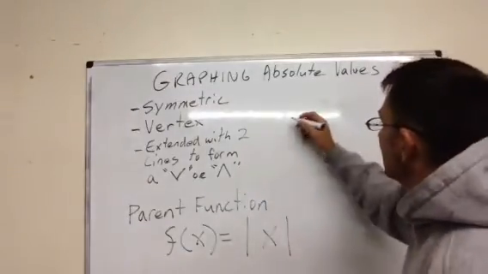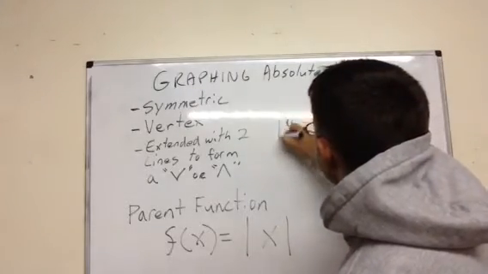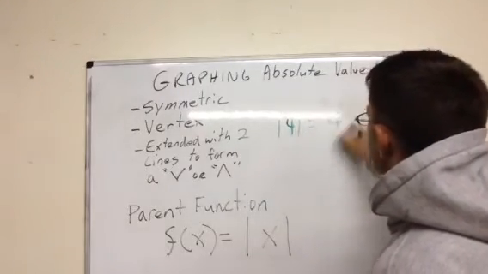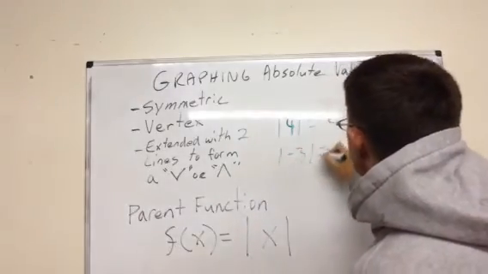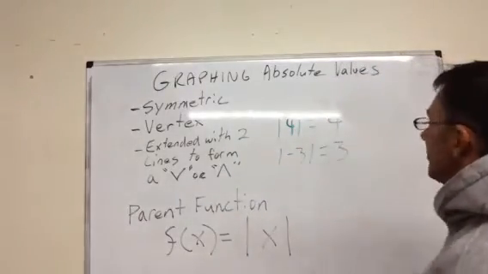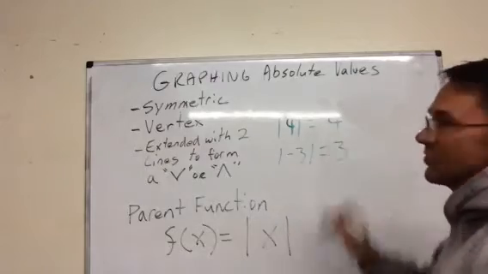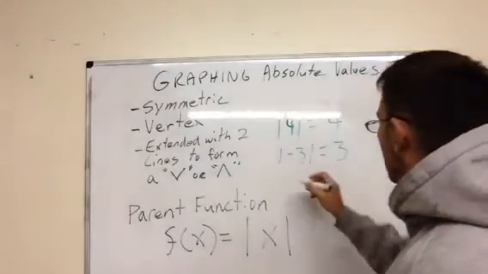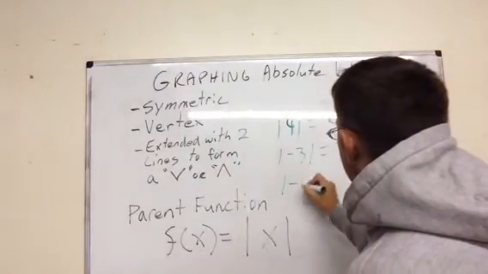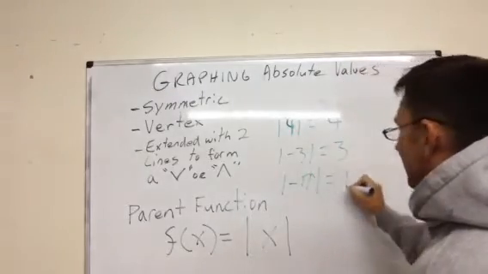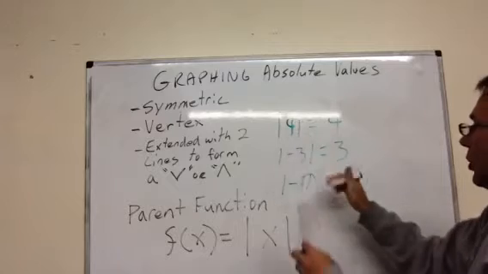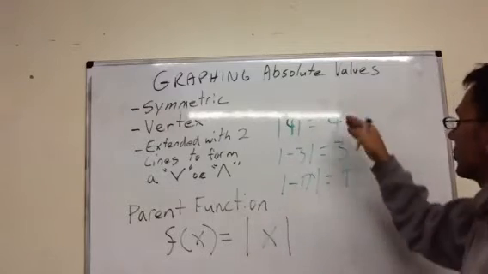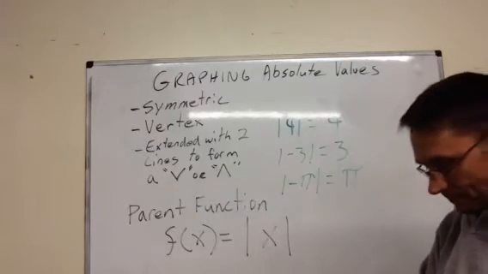So a couple things to remember. Absolute value of 4 is simply 4. Absolute value of negative 3 is positive 3. All of these answers have to be positive. If you want to do negative pi, it's positive pi. So whenever we take the absolute value, this answer will make it positive.